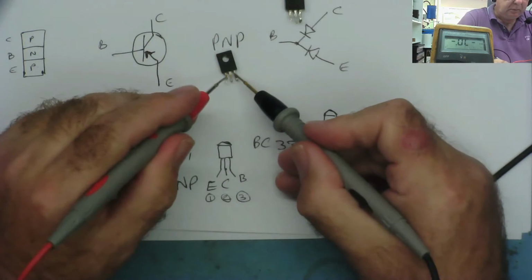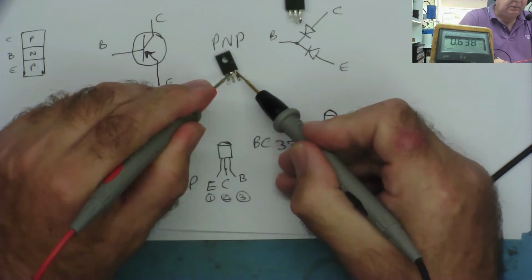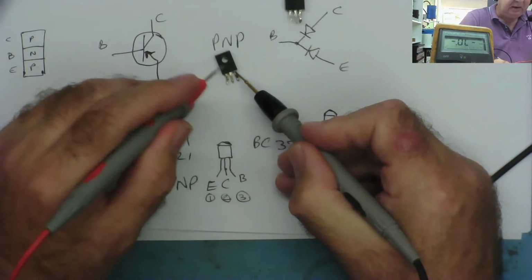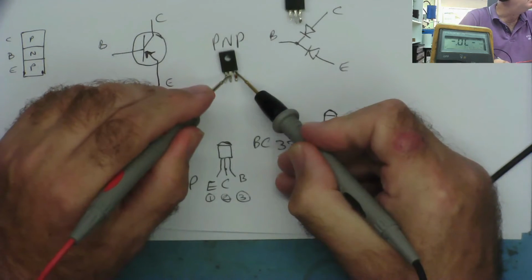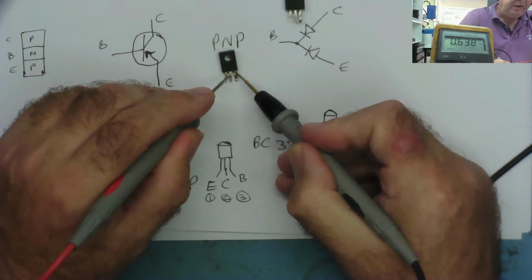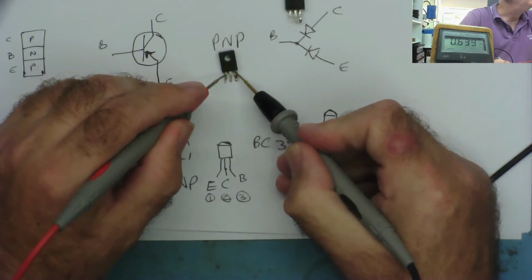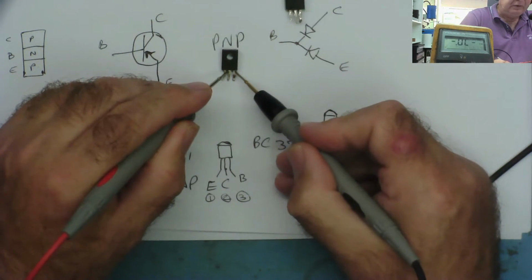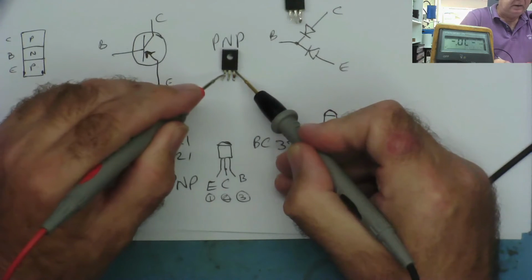Positive in the middle. Oh, I've got something here. Right, so in this case, this is the base, this end. It's a PNP because I've got the negative on the base. 639. What did I have on that one? Ah, see now this one, I told you it wasn't 100%. This one reads 639.